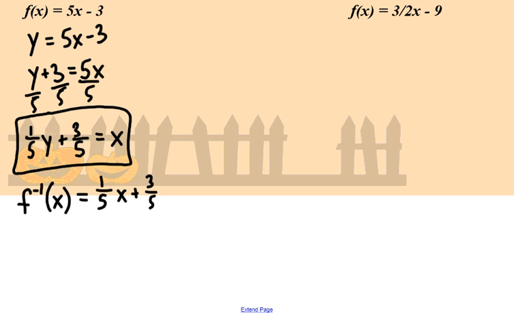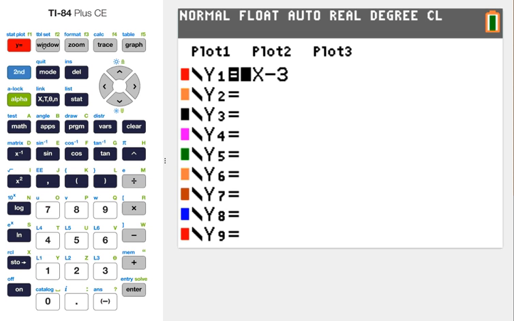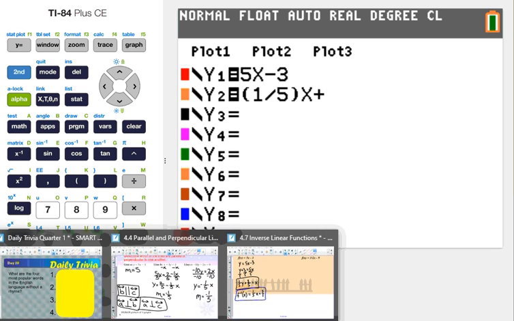And this would be the inverse in function notation. Now I can type this in, 1/5 x. So I go back to my y equals. Because it's a fraction, I do 1 divided by 5, and then I need to use x because it doesn't have an input symbol for y. It wouldn't be able to do that. Plus, and then the other part was 3/5.